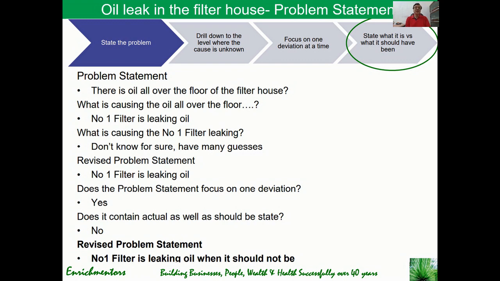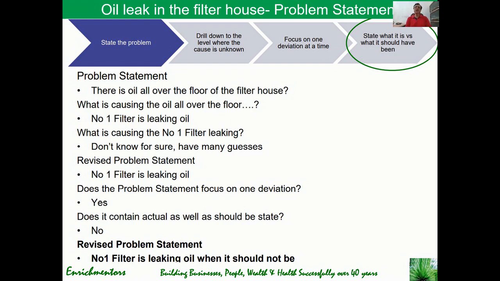So you see how different the final revised problem statement can be from the one that appears on the surface, that there is oil all over the floor of the filter house. And we saw that we knew the cause of that, so that is not the right statement. While we were focusing on one deviation at a time, the original statement, though revised, also did not have what is and what should have been stated. So the final revised statement we will use and put on a worksheet is number one filter is leaking oil when it should not be.